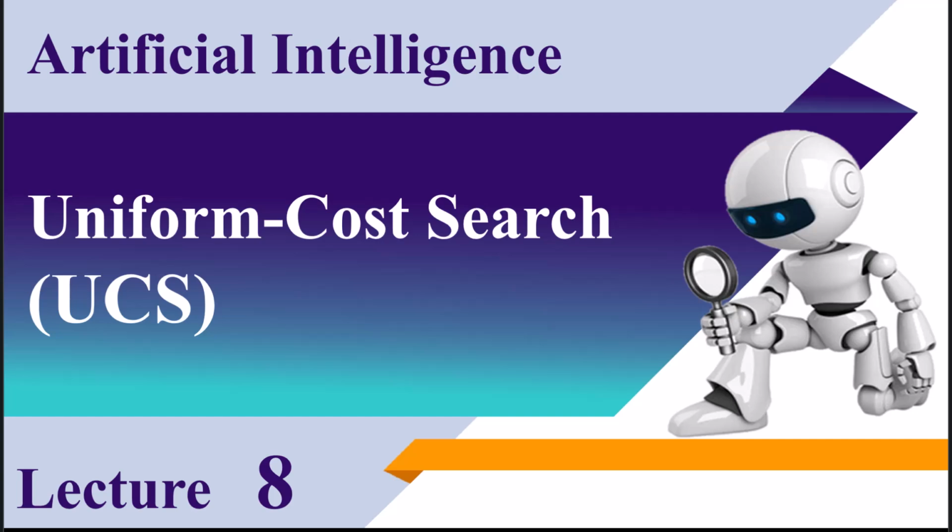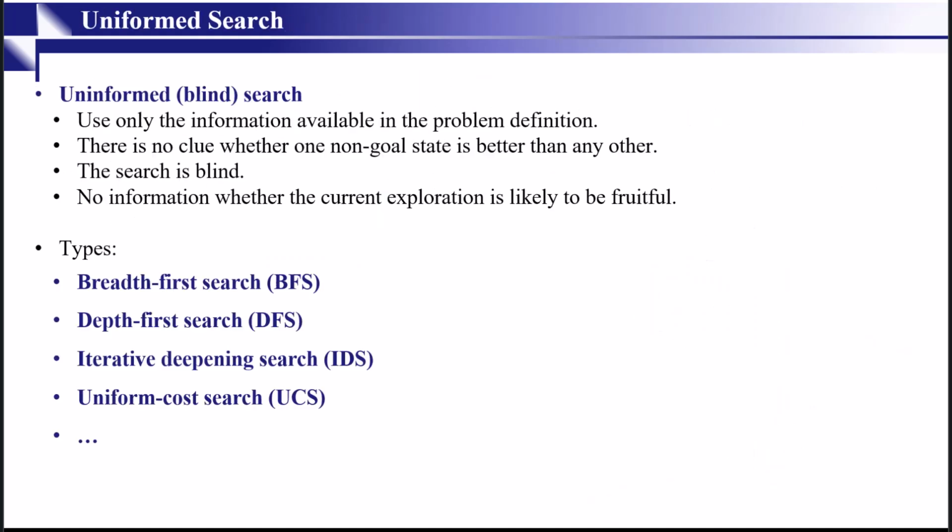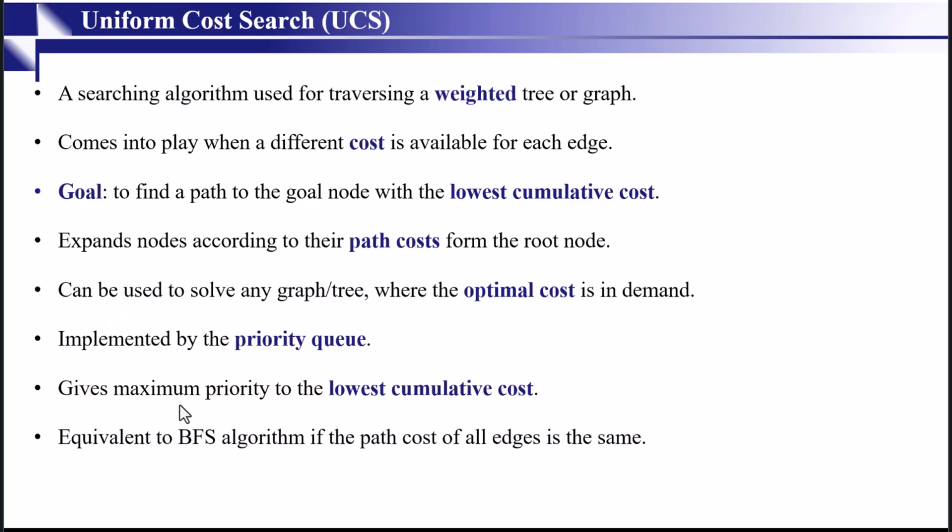Hello, my friends. Thank you for watching this lecture, Uniform Cost Search. In the previous lectures, we learned about different branches of AI. We learned about problem solving by search. We learned about uninformed search. And the last algorithm that we are going to study is Uniform Cost Search, or UCS.